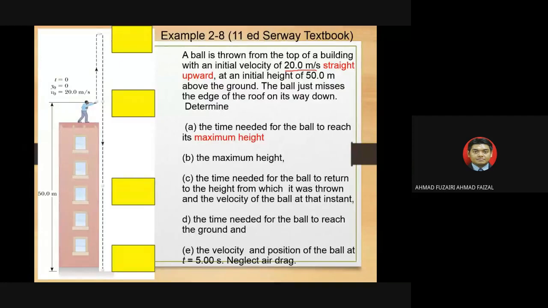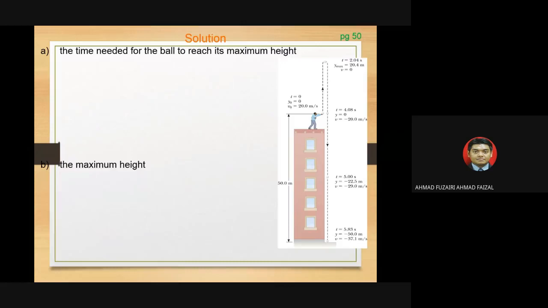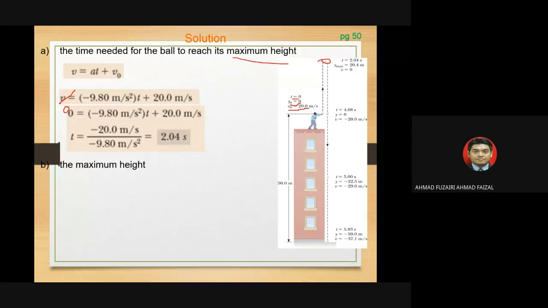To find the time needed for the ball to reach its maximum height, the first thing you need to do is list down all the information given in the question. You have initial velocity v0 equal to 20 meters per second, y0 equal to 0, where y0 is the initial position of the person, and t equal to 0, the time just before the ball is thrown upward. Then you need to identify which equation to use. You can use the equation v equals v0 plus at. As you know, at maximum height, v equals 0. By calculating this, you can find the time needed for the ball to reach its maximum height, t equal to 2.04 seconds.